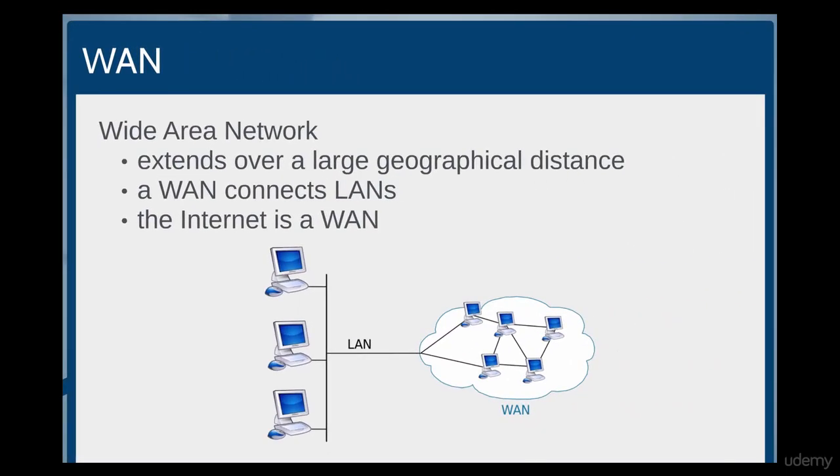A wide area network extends over a large geographical distance. A WAN can connect multiple LANs. The internet itself is a wide area network. So when one office building is connected via the internet to another office building, this creates a wide area network.